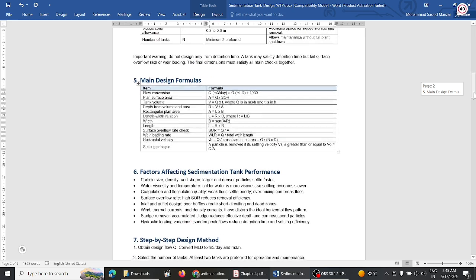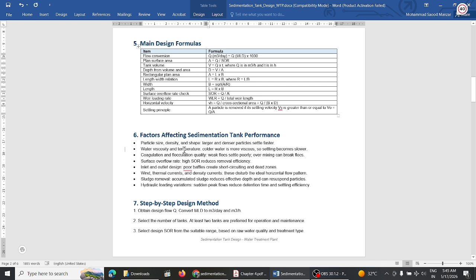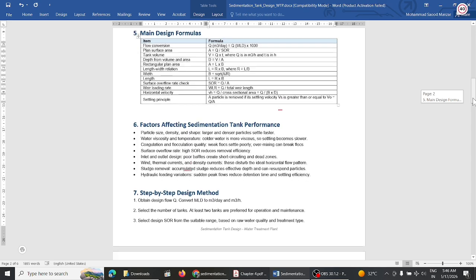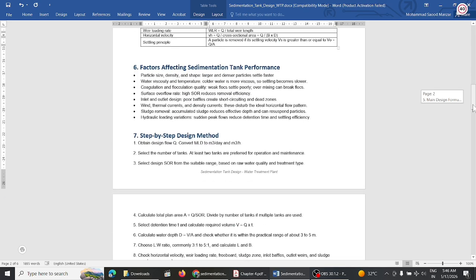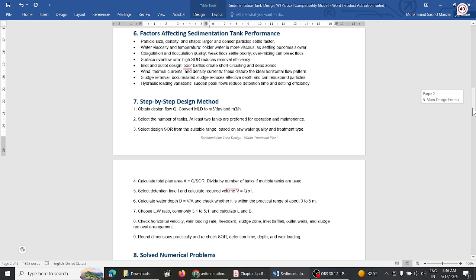Now the factors affecting the sedimentation tank performance are particle size, density, and these are all from the Stokes law: viscosity, coagulation and flocculation, surface overflow rate, inlet and outlet designs. Whether we have baffles or not, the wind and thermal currents, sludge removal, hydraulic loading variations, and whether it can handle peak flows or not. Now these are all the conversions, which I have already discussed. We will be finding the area and the depth. You have to assume the depth or the length to width ratio, then find L and B, then the weir loading rate, then the freeboard.